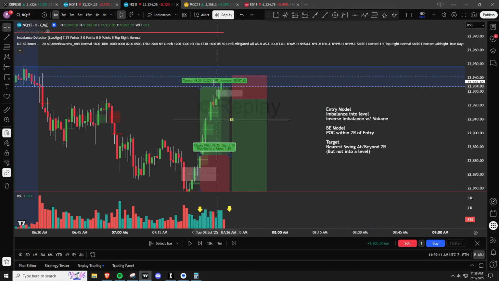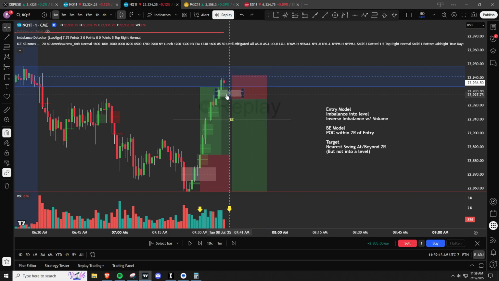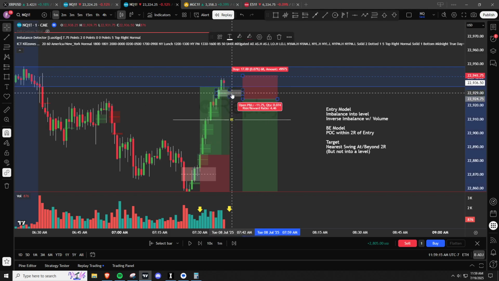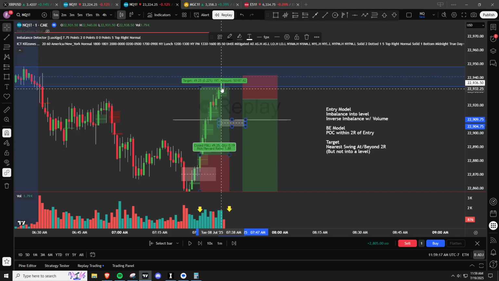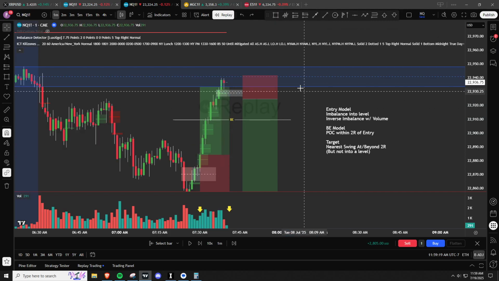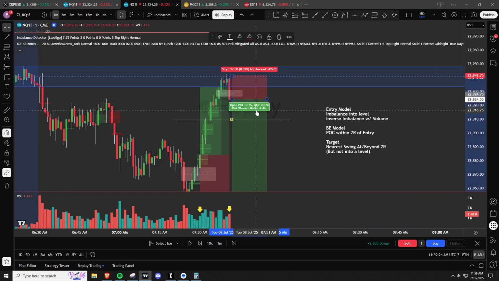We are at a level which is a low volume node, which is an imbalance in itself. You can see here we created this imbalance going into that. So now we need to inverse that with volume. We get that right here.